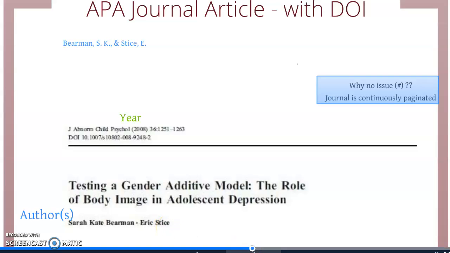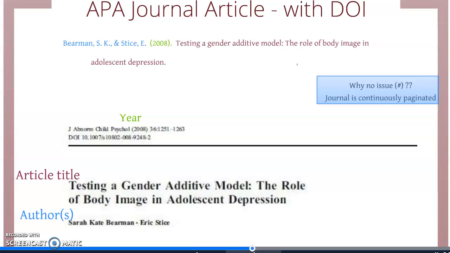We then follow that with the date. What you'll notice is on the front of a journal article, usually at the top or the bottom, there will be a little citation statement. This is the year that we want to include. Once we include that, we're going to put the name of the journal article. And the journal article, you'll notice here, is we capitalize the first word of the title, and then if we have a subtitle, we capitalize the first word of that, but all the other major words will be lowercase.